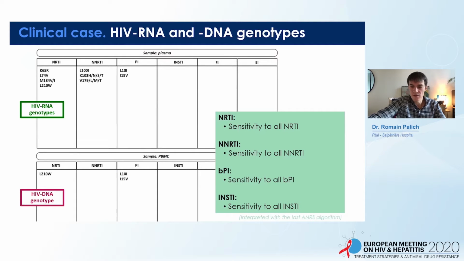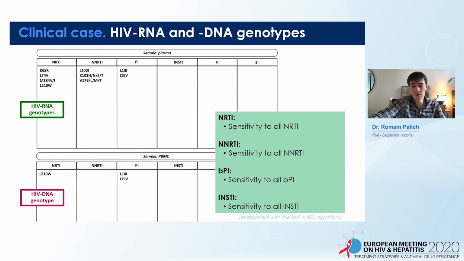At the top of the screen, you can see again the result of the cumulated HIV RNA genotype, and at the bottom of the screen, you can see the result of the DNA genotype. Almost all the resistance mutations have disappeared on the RT gene, and if we take into account only this genotype, the HIV strain of this patient is fully sensitive to all antiretrovirals, including NRTI and NNRTI.